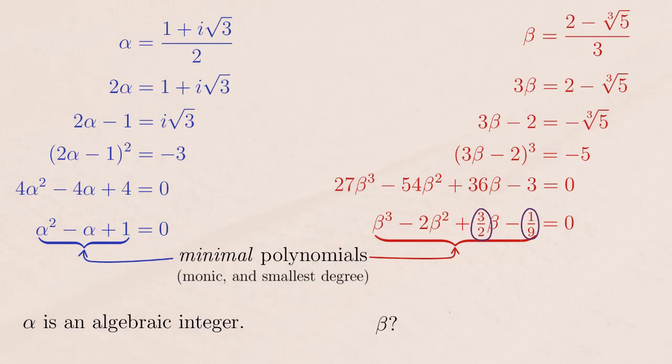To check whether an algebraic number is an algebraic integer or not, you don't have to check all possible polynomials it might satisfy. It's enough just to check its minimal polynomial. I might say a little bit more about this in the future, but I'll leave it here as an unproven fact for this video.